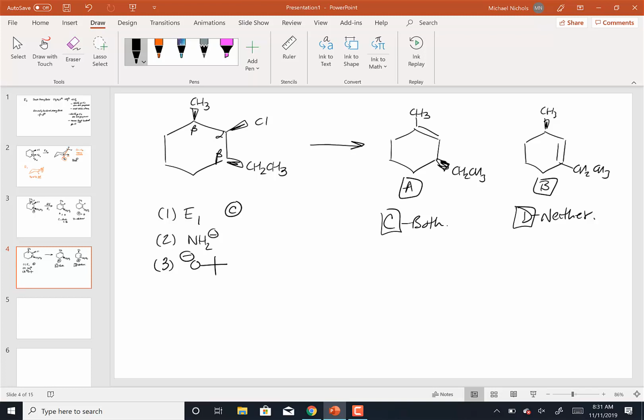If I change the base to NH2 minus, what is the major product? A, B, C, or D? Okay. All right, the major answer there is C. All right, so for tertiary butoxide, what would be the major product of the reaction? A, B, C, or D?